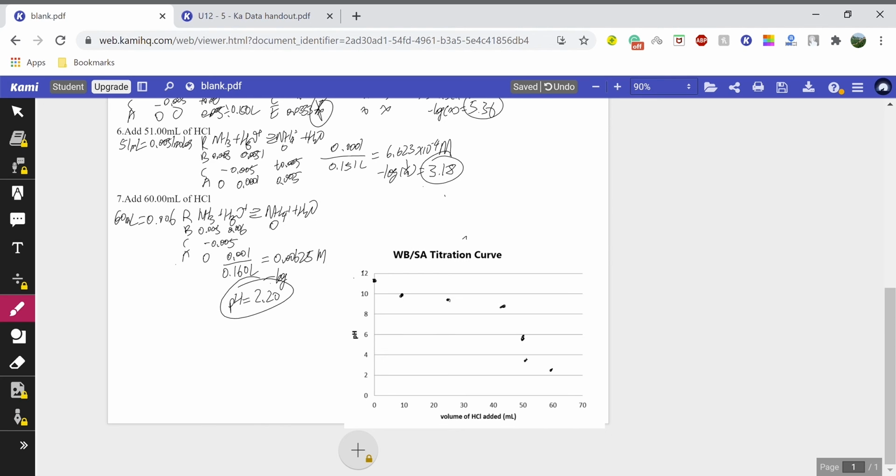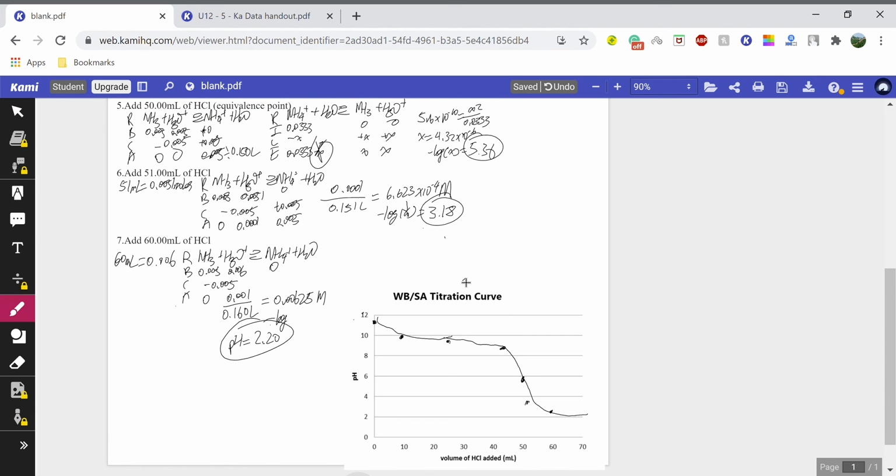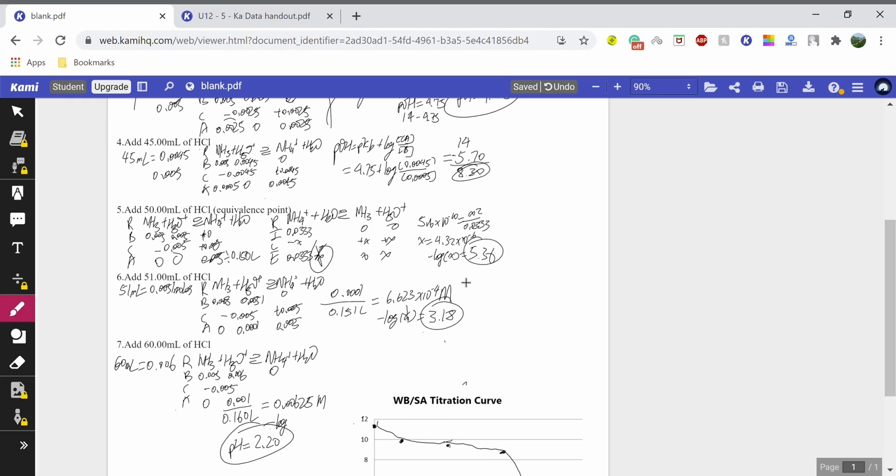So over here, 3.18. No, maybe even lower. 3.18 should be around here. So our titration curve goes like this. And yeah, that is how a titration curve will look when you're titrating a weak base with a strong acid. And that's it for this video. Thank you for watching.